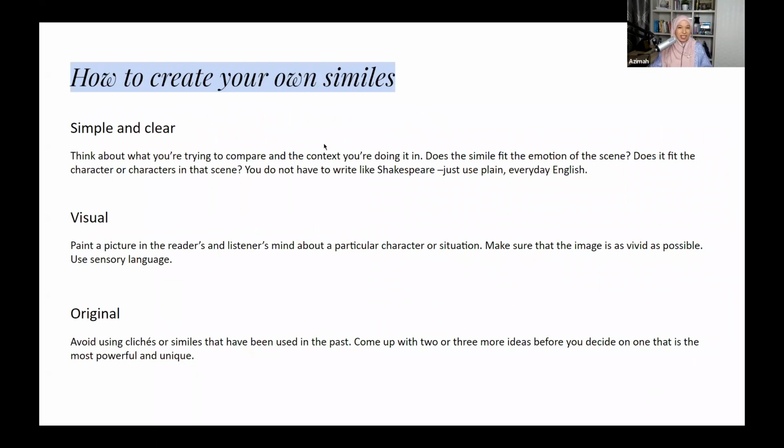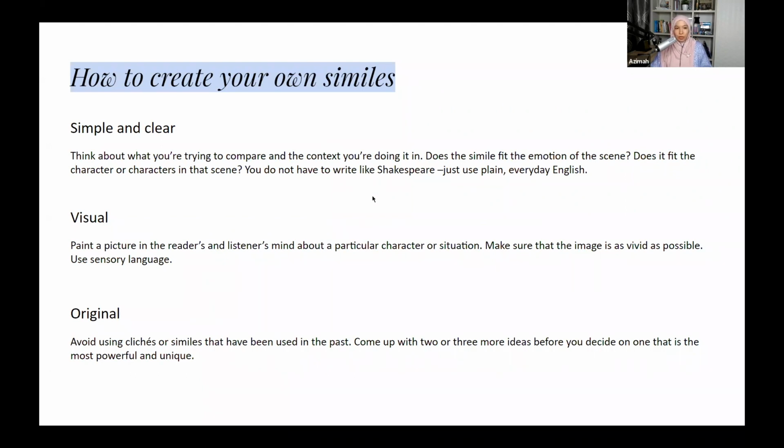Number one, make it simple and clear when you're doing a comparison. Think about what you are trying to compare. The context: does it fit the emotion? Does it fit the characters in the scene? You don't have to write like Shakespeare. Just use plain everyday English.